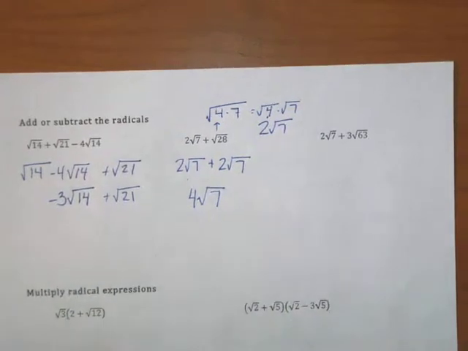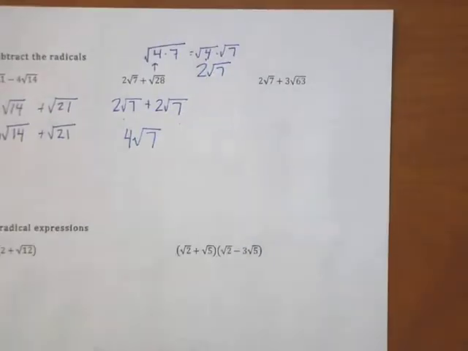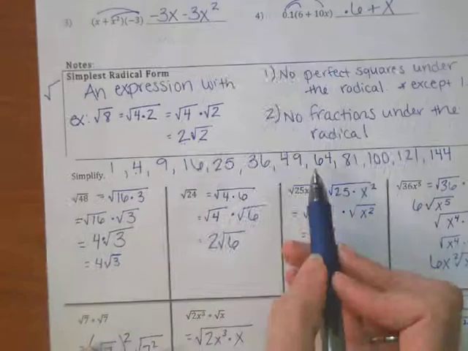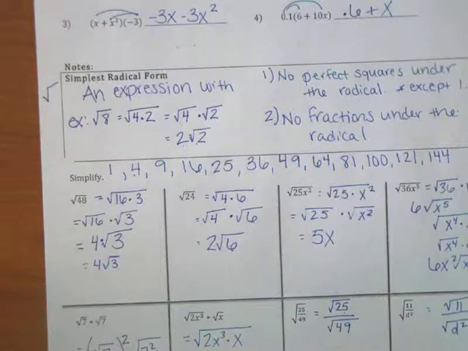Alright. Let's do one more of the adding ones. So I do not have like terms, right? But what perfect squares go into 6? Do any perfect squares go into 7? No. Do any perfect squares go into 63? Probably? Alright, let's look. 36? No. 16? No. Alright, here's my 63.